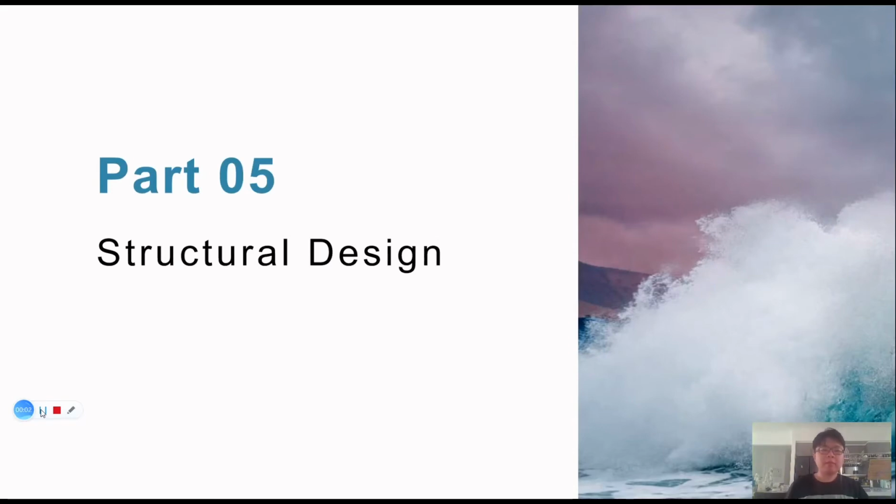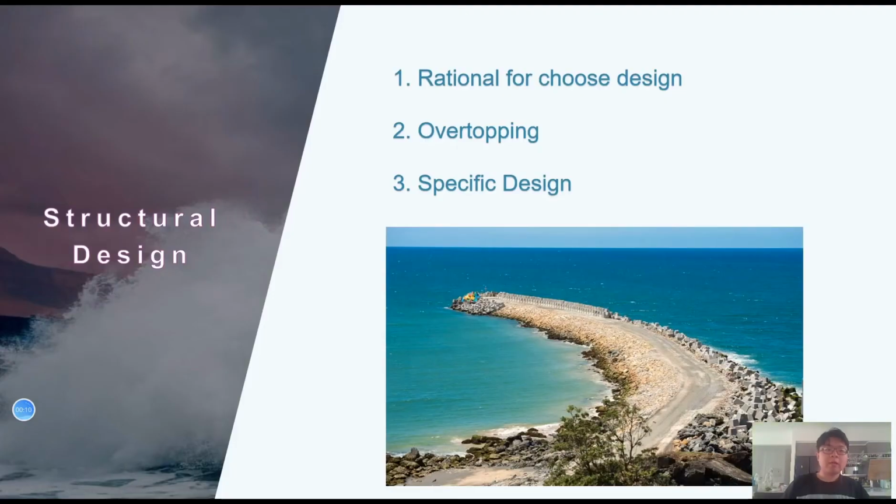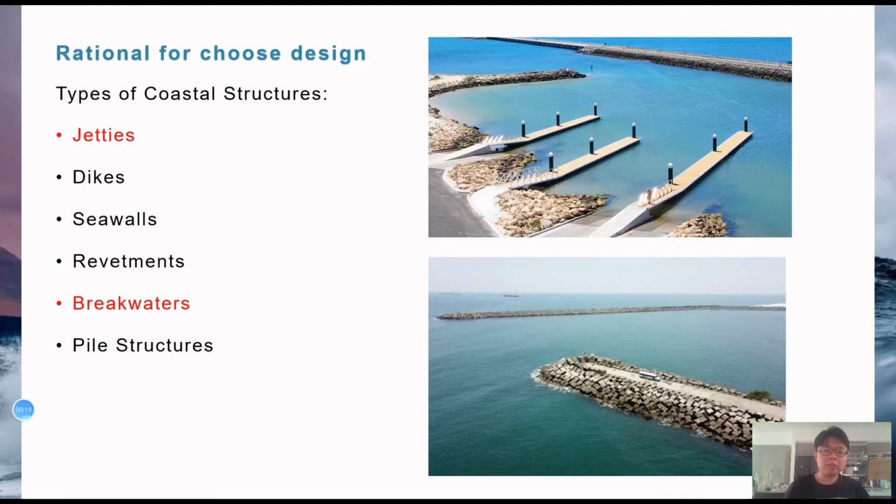Hello, my name is Sun Su, and I'm going to talk about the fifth part, which is structural design. There are three small parts of this section, which are reasons for choosing the design, overtopping, and specific design. First of all, I'm going to talk about the reason for choosing the structure. According to the lecturers and other literature, there are many types of coastal structures such as this.